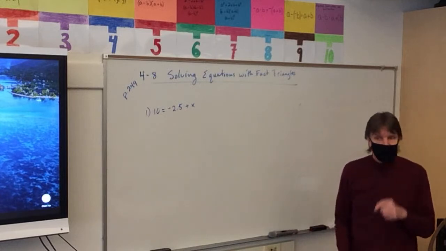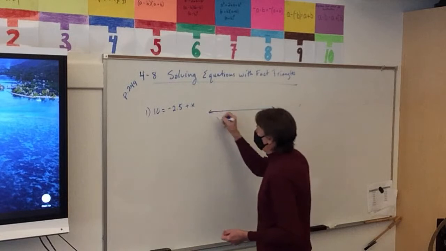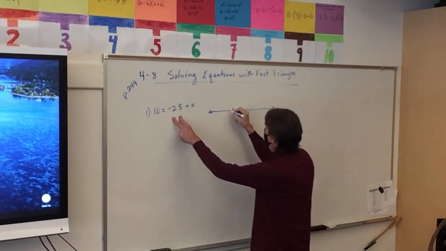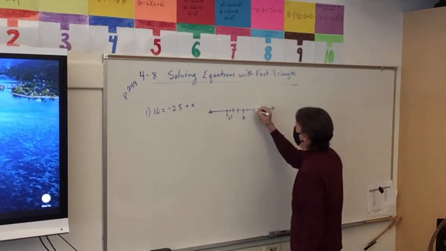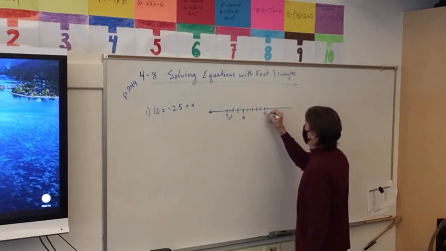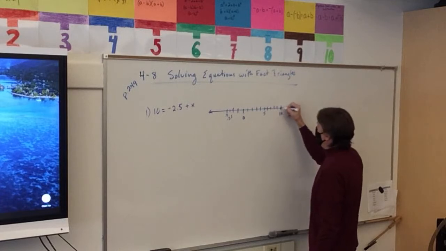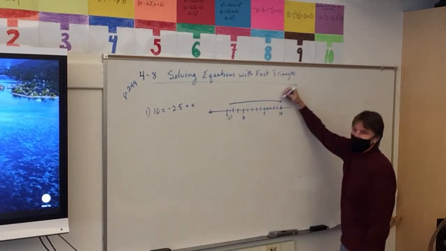7.5. Okay, well, there's a couple of ways of picturing this. Take a look at this one. If you were to start here at -2.5. So this is -3, -2, -1. Here's 1, 2, 3, 4, 5, 6, 7, 8, 9, 10. And we have to get from -2.5 all the way to 10.